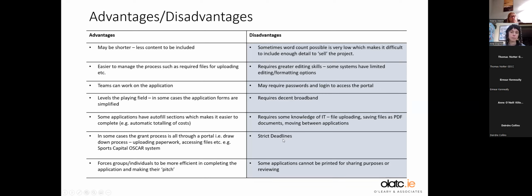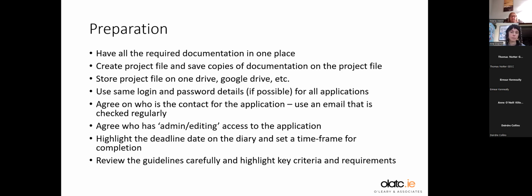The strict deadlines, as I said, and then some of the applications, as I said as well, you can't print them or you can't save them for sharing purposes. So again, I recommend you do them in Word first, have a copy in a Word document in terms of wording, that you can use later on or show your committee or whatever, or just have to refer back to when you're looking to see what you applied for.